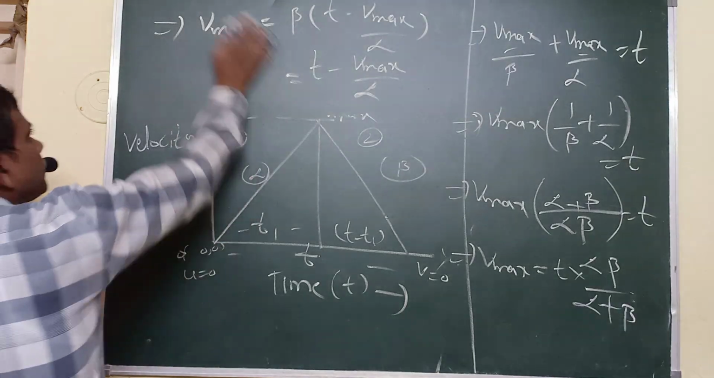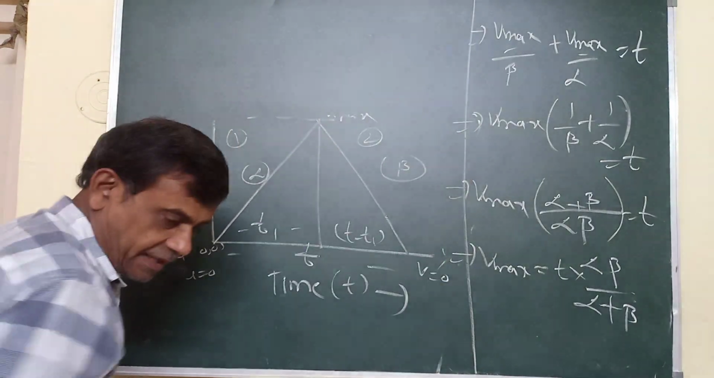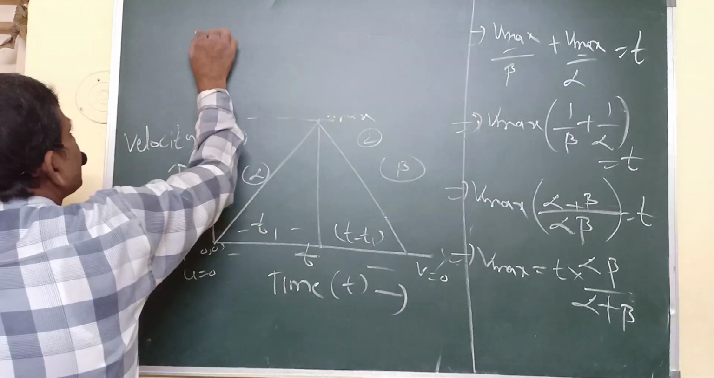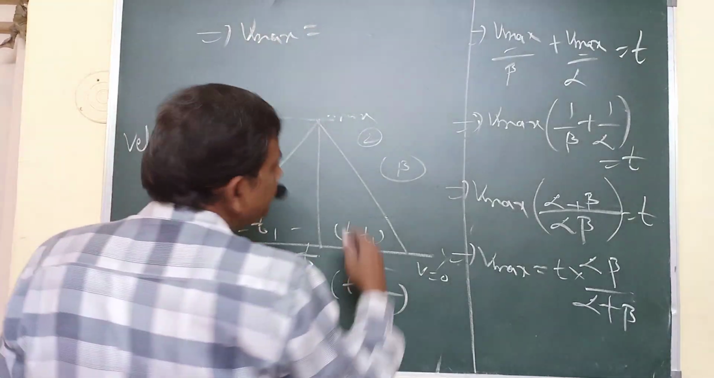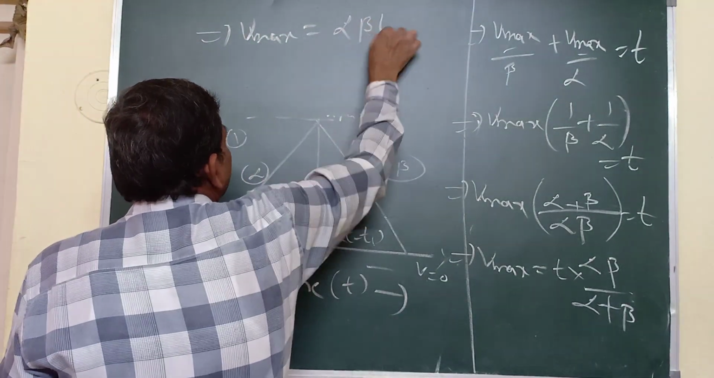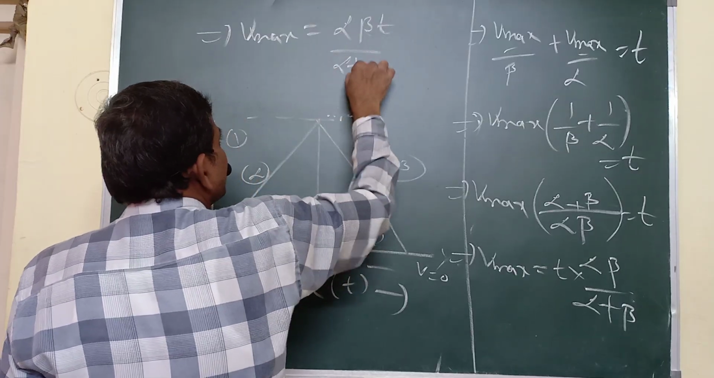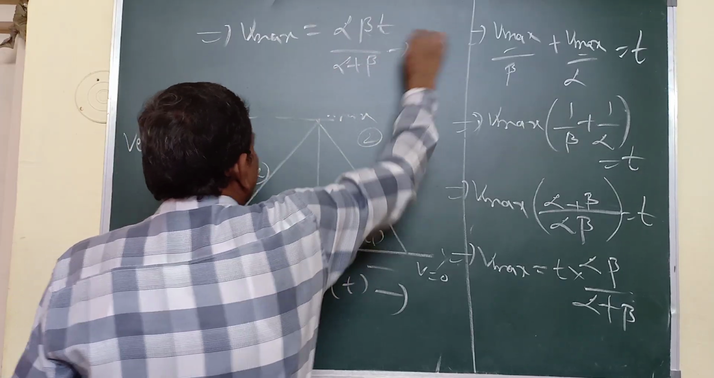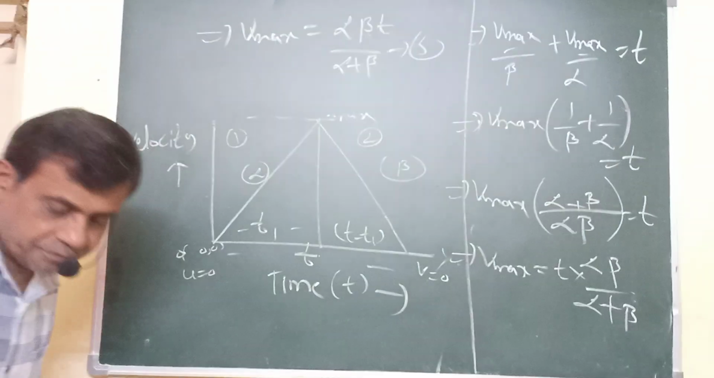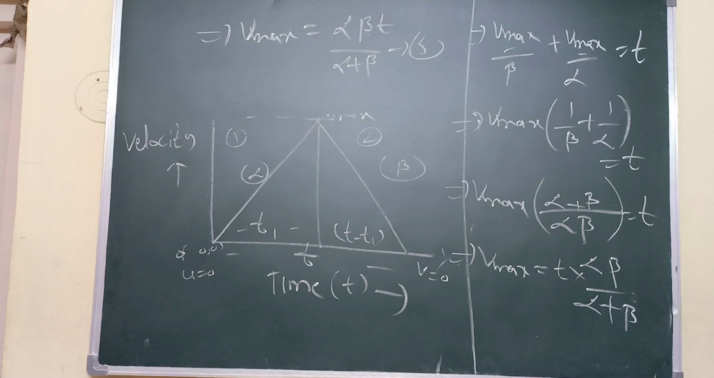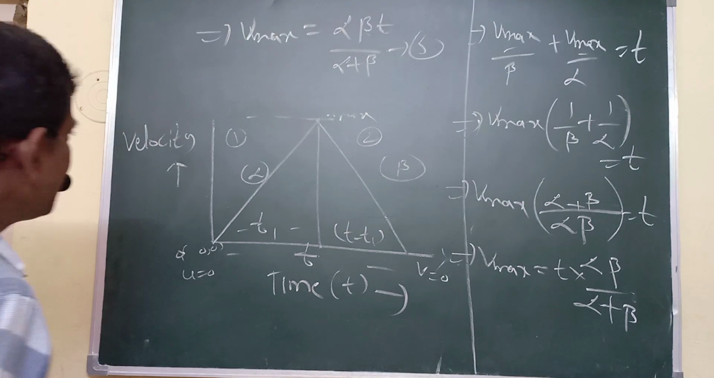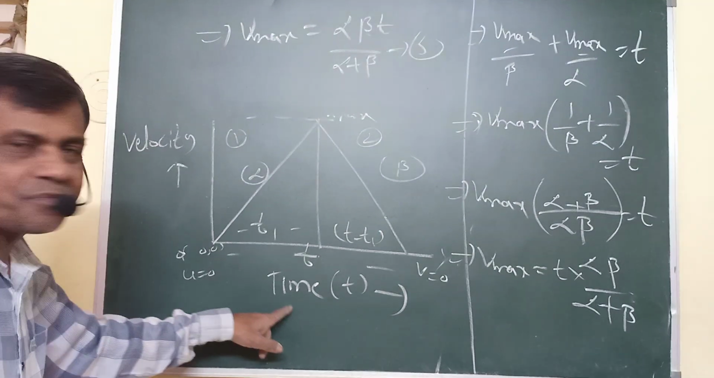What is the V maximum? V maximum equals alpha beta into T by alpha plus beta. This is my equation number 5. One question completed. Maximum velocity completed. Now again you go to total displacement traveled. What is the formula for displacement? This is the velocity and this is the time.